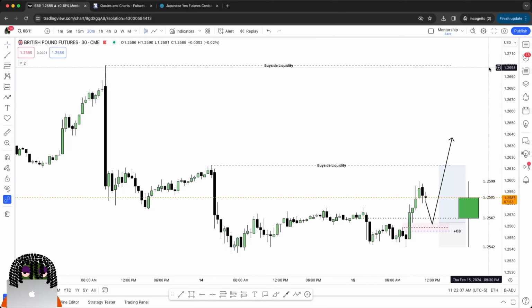So, and before, let me point out the other trade, because there was another trade here.